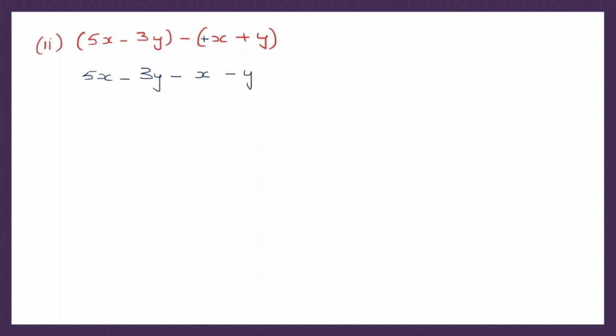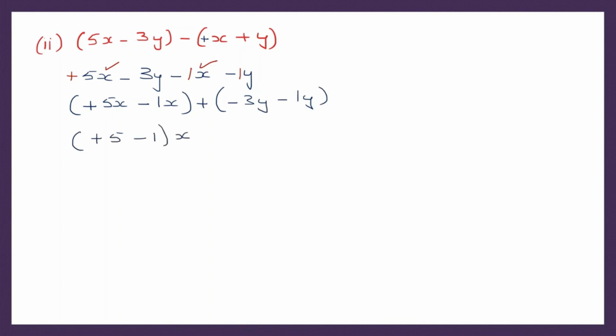Now let's write whatever is missing. So let's put a plus sign here. Let's put 1 here and 1 here. Now, as you can see, there are unlike terms here. So the like terms, we'll group them together. 5x and minus 1x, let's put them together. So that becomes plus 5x minus 1x. Plus, let's take the y's. Minus 3y minus 1y. Let's work this out. So plus 5 minus 1x plus minus 3 minus 1y.